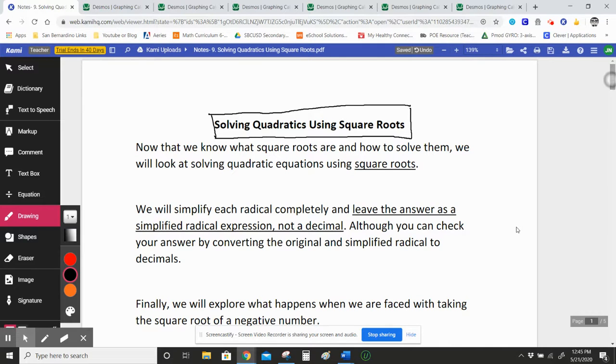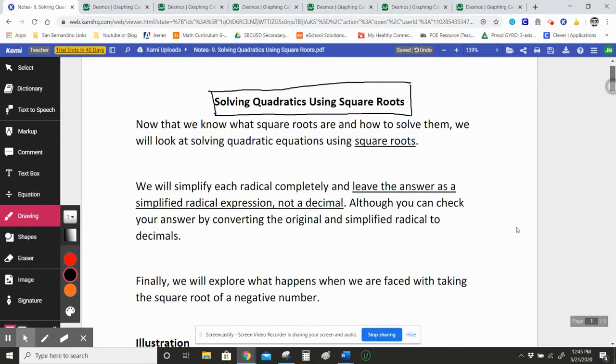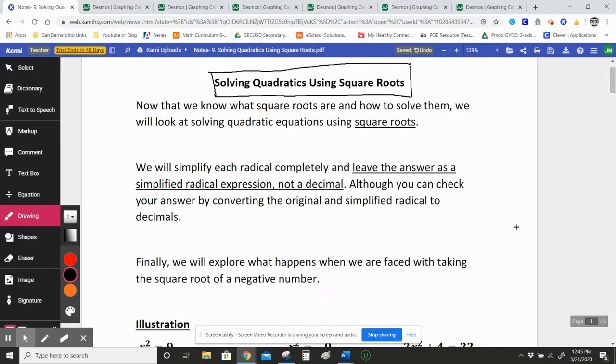Well, every now and then, you don't even need to do all that work. Every now and then, you're able to just solve quadratic equations by using the method of square roots, which you have seen before in the past. So now that we know what square roots are and how to simplify and solve them, we're going to be looking at solving quadratic equations using square roots.